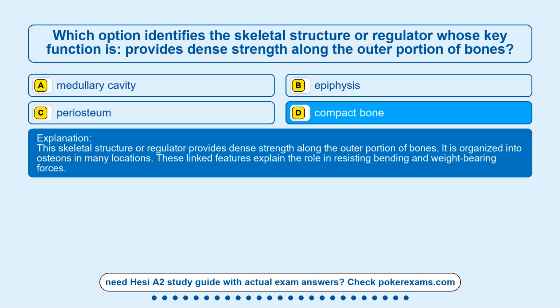This skeletal structure or regulator provides dense strength along the outer portion of bones. It is organized into osteons in many locations. These linked features explain the role in resisting bending and weight-bearing forces.